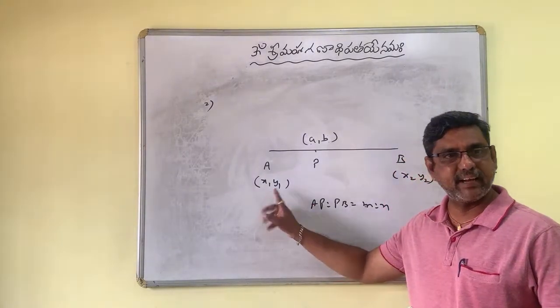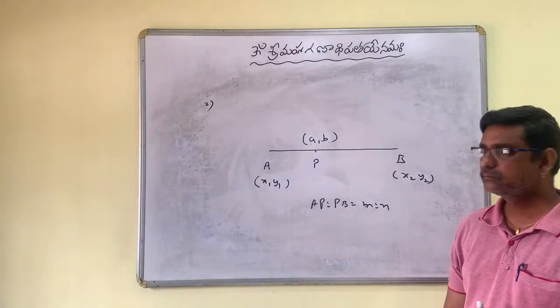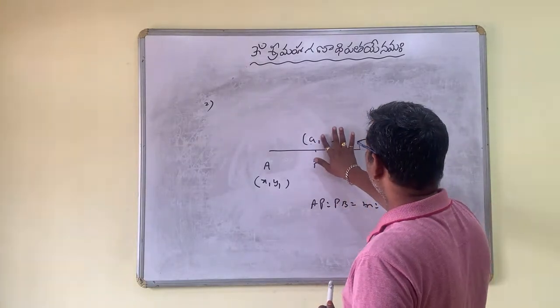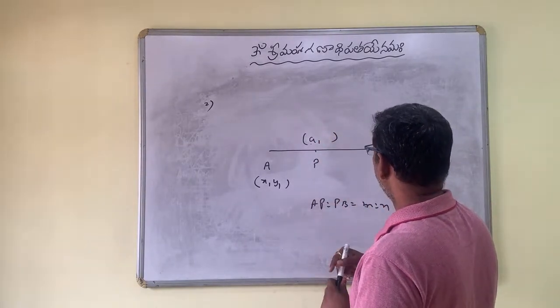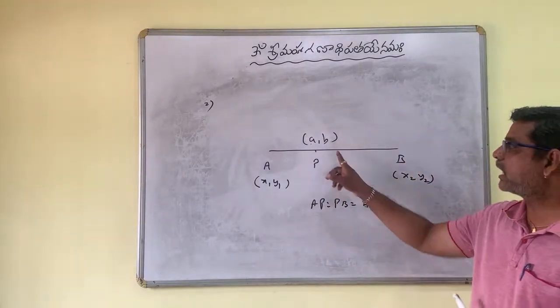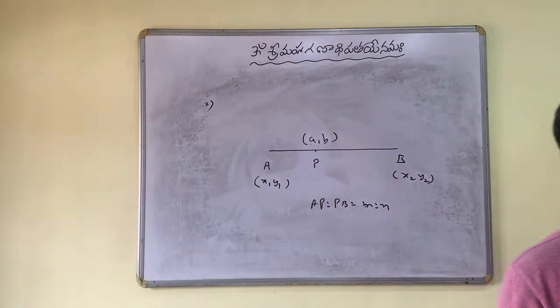A coordinates given, B coordinates given, point P coordinates also given. We need to find out the ratio.